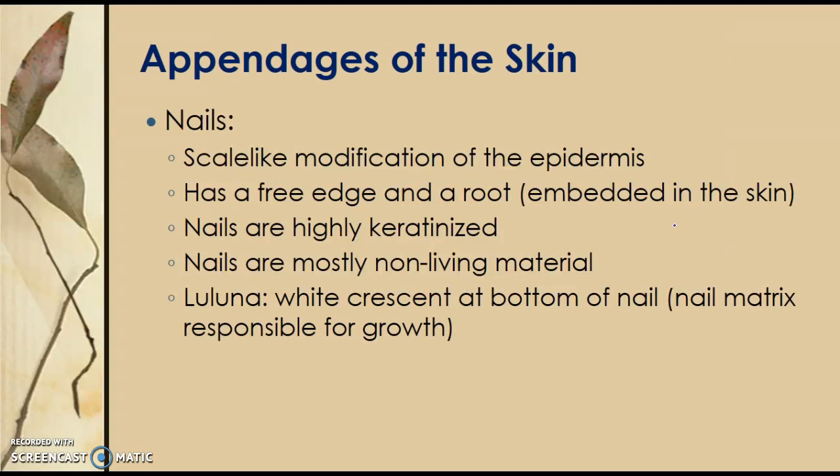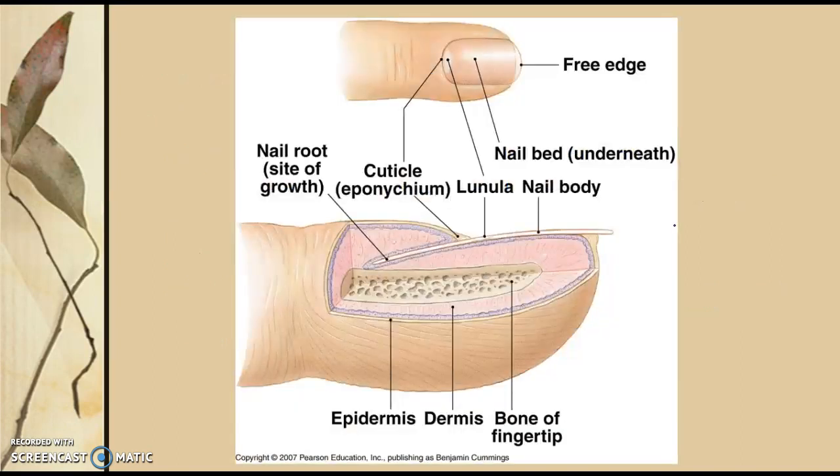Okay, nails. Nails are a scale-like modification of the epidermis. They have a free edge and a root. Once again, this is really just non-living, highly keratinized material that makes them very strong. And if you look, especially on your thumbnail, you can see that little white on the bottom, and that is the lunula, which is the white crescent at the bottom of the nail that helps with growth.